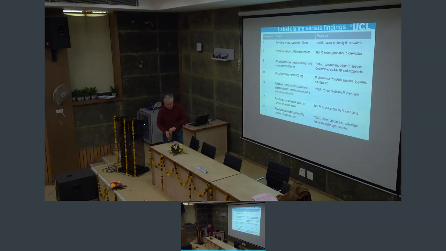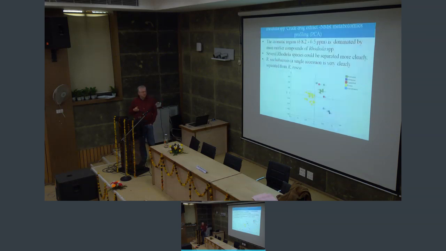And these are examples where, in essence, you can show that you have a systematic confusion. They call it confusion or adulteration between the two Rhodiola species. And this is what I'm showing you here. This is a very simple NMR-based analysis.